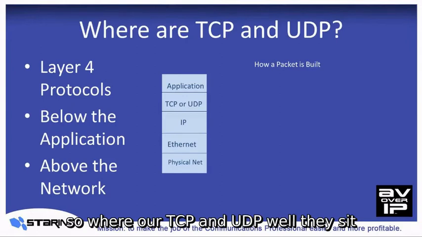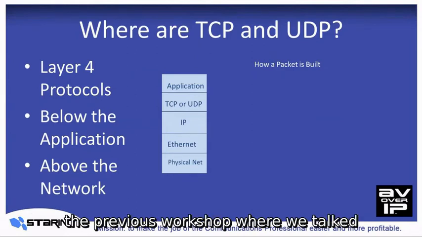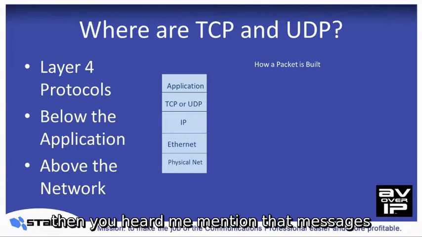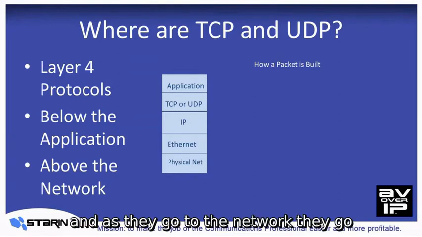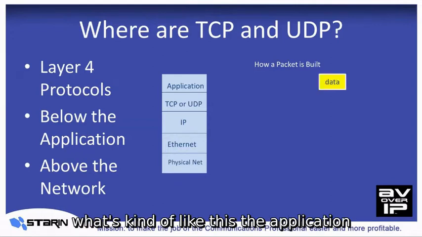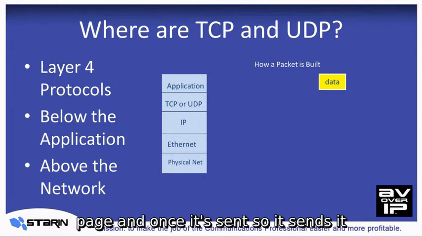So where are TCP and UDP? Well, they sit at layer 4. If you were in the previous workshop where we talked about the layering of the protocol stack, then you heard me mention that messages typically are created in the application, and as they go to the network, they go down through the protocol stack. So it works kind of like this. The application, say it's a web server, creates a chunk of data that may represent part of a home page, and it wants it sent.